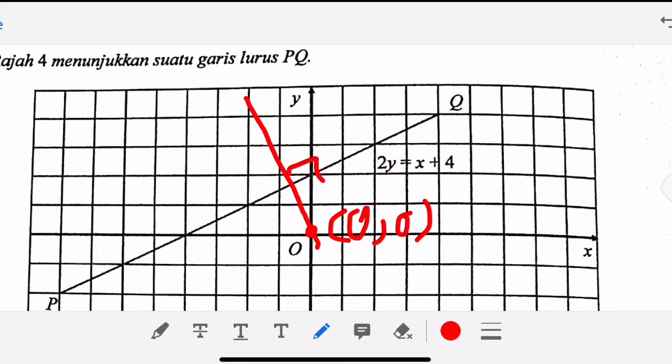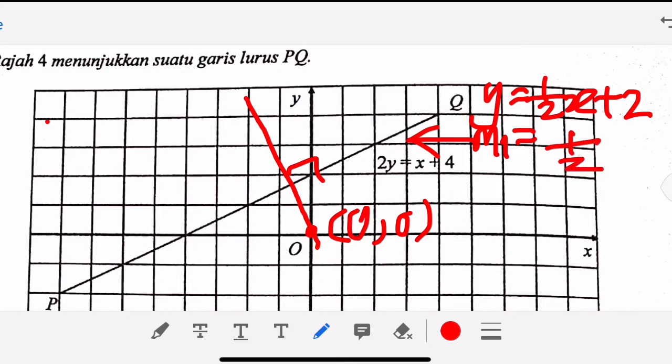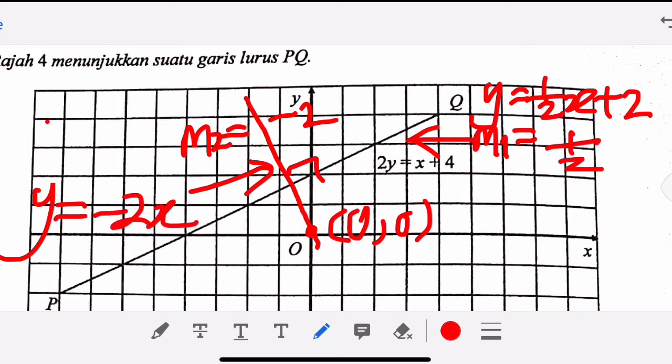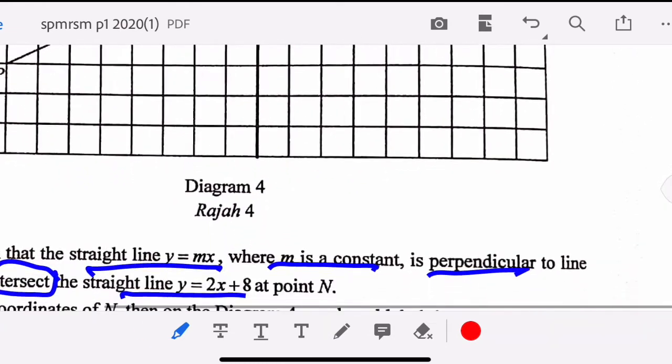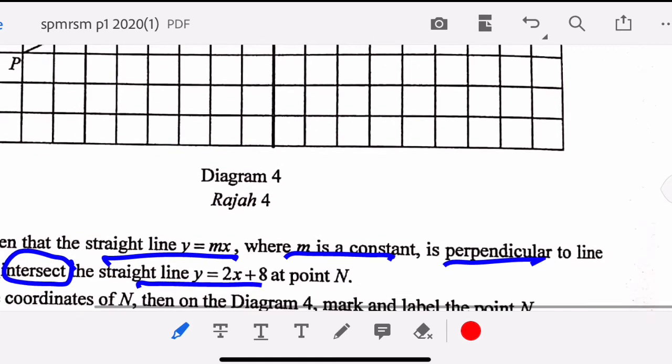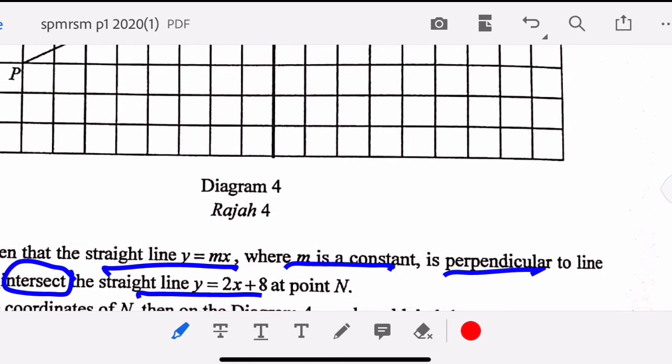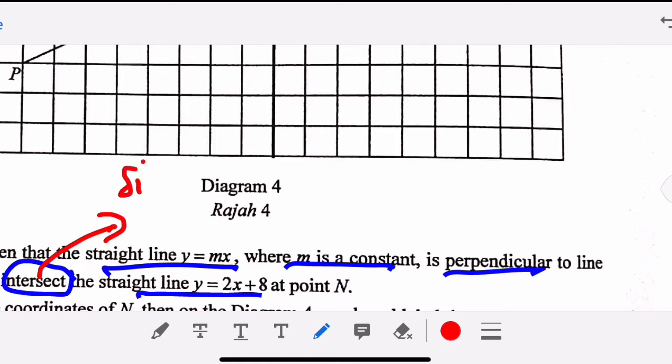But you don't worry, you just find your gradient for m1, which is expressed into gradient form, will be 1 over 2 x plus 2. So that means your m1 is 1 over 2, and then your m2 will be negative 2. So obviously this is your m, so it is negative 2x, right? The intercept here is 0. So the red line is going to intersect another line, y equal to 2x plus 8. So when you see intersect, we always use simultaneous. Remember that? Substitute one into another one.